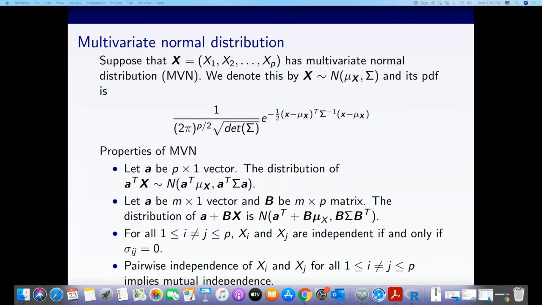Any questions? Yes, doctor. What's the difference between pairwise and mutual independence?